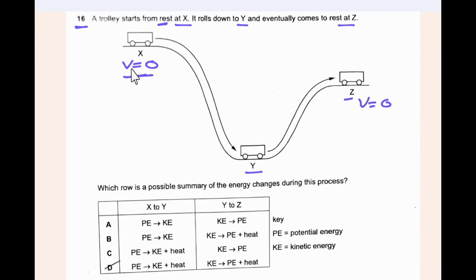At point X, it has velocity 0, which means no kinetic energy, but it is at the greatest height, so it must have some potential energy. Then potential energy is converted to kinetic energy as it moves to Y, and heat energy is also produced. Also, as it moves upward from Y and comes to Z, the kinetic energy is 0, so at Z there is no kinetic energy. Heat energy is also produced, and it is at some vertical height, so gravitational potential energy is also present. So option D is correct.